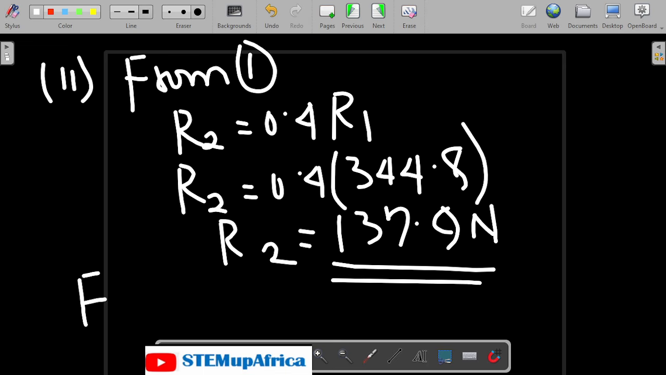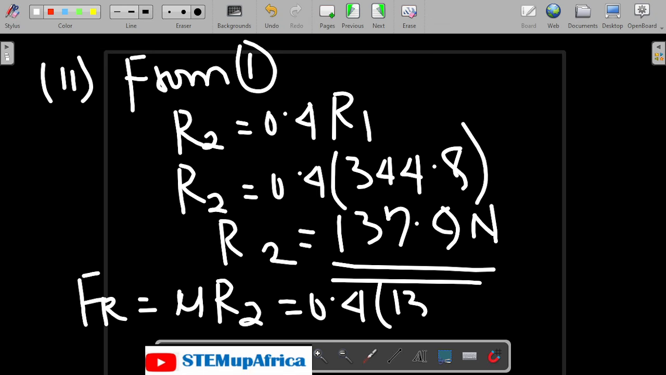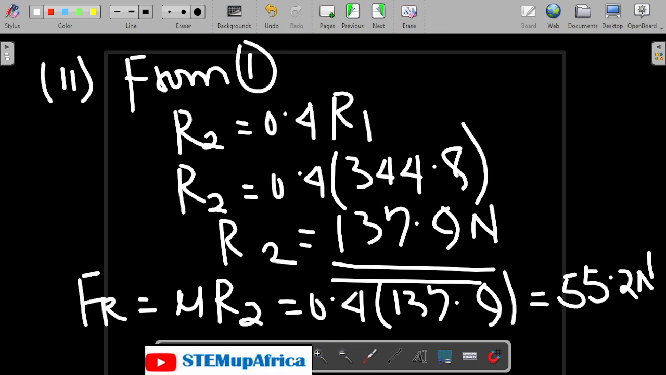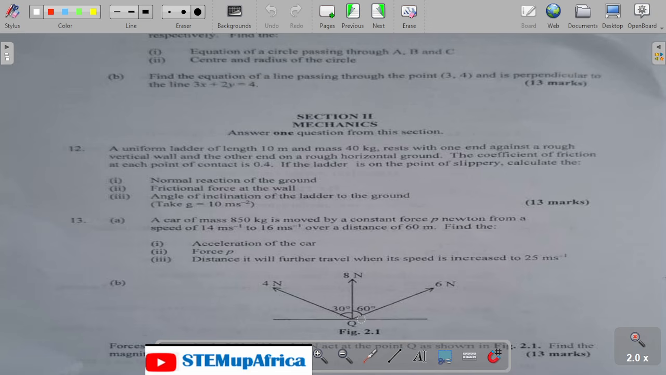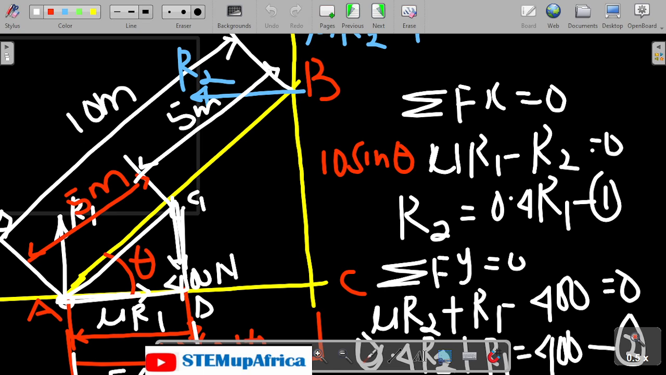The frictional force is simply mu R2, which is 0.4 times 137.9. That gives us 55.2 Newton. That's the frictional force on the wall. Now calculate the angle of inclination of the ladder to the ground, which is our theta.